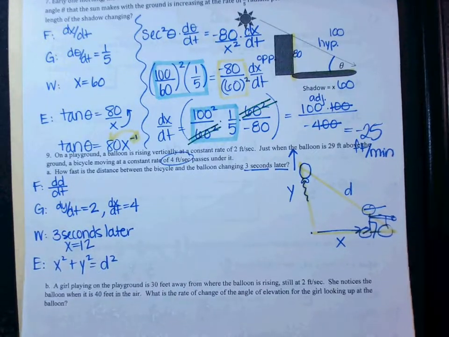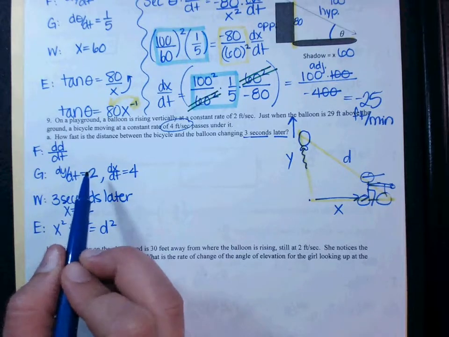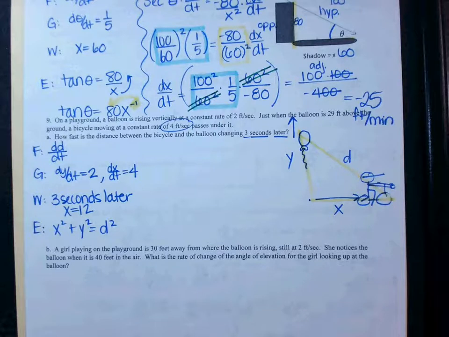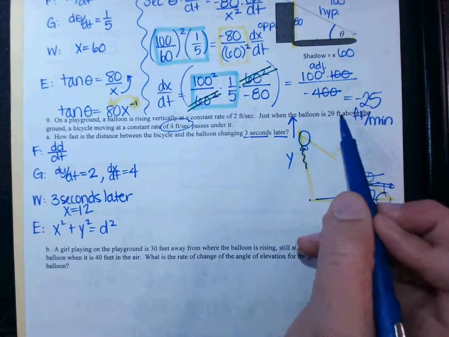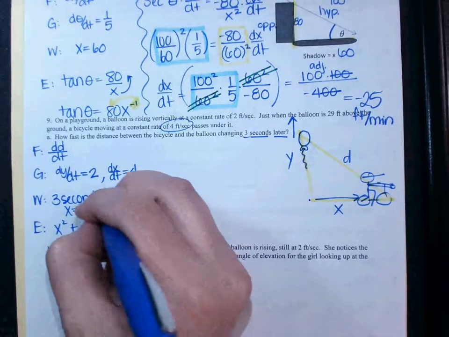Does that make sense? He's going 4 feet per second. We have to wait 3 seconds. You'd have to multiply. Let's talk about the balloon. How fast is the balloon going up? 2. How long do we have to wait? 3 seconds. So if it goes 2 feet per second for 3 seconds, how far did the balloon go? 6. Now think about, where did the balloon start? 29. So if it was at 29 and it went up 6 more, where is it? 35.